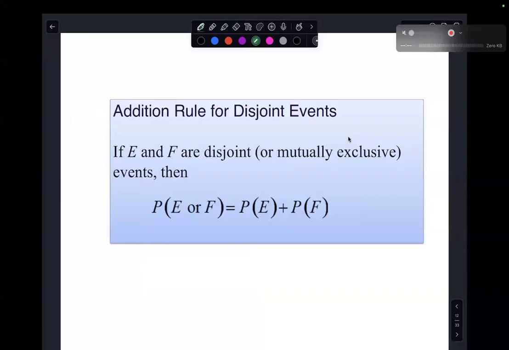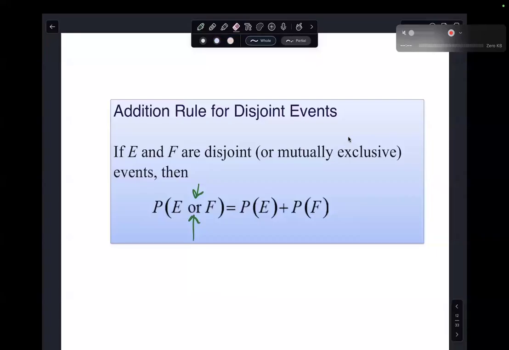Okay, I frequently call the addition rule the rule for "or" probabilities, because when you see the word "or," you are going to use the addition rule. If things are disjoint, or mutually exclusive, you just add their probabilities together.